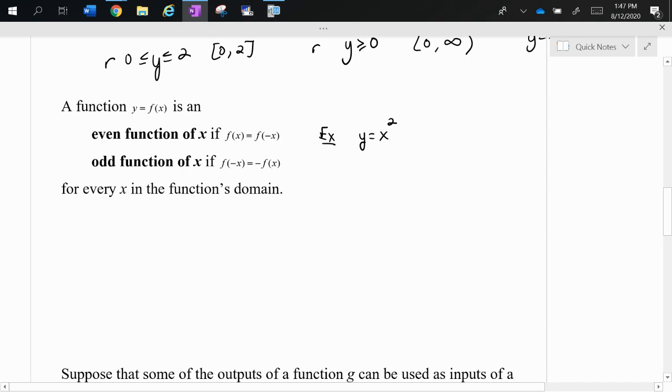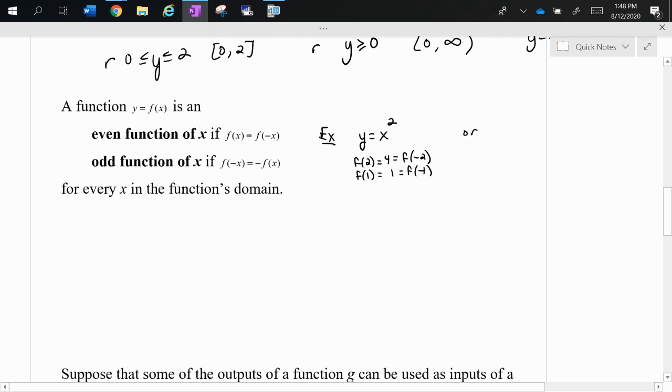So for example, the easiest example I can give you is y is equal to x squared. y is equal to x squared is an even function because f of 2 is 4, which is the same as f of negative 2. f of 1 is 1, which is the same as f of negative 1.